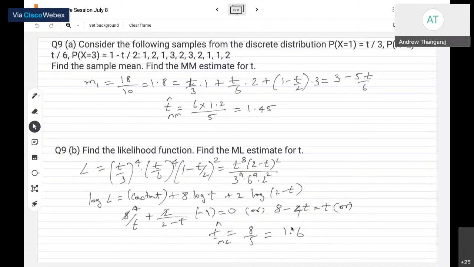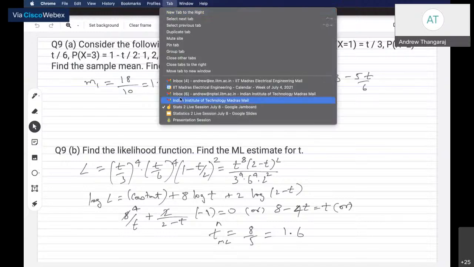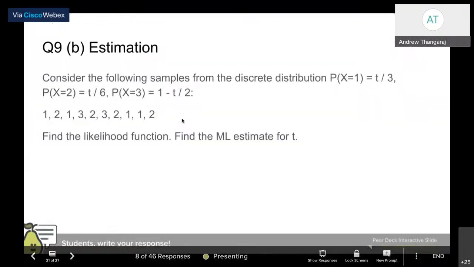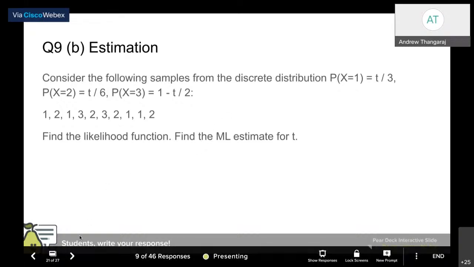Okay, I saw a few 1.6 out there. I think that's pretty good. If you got 1.6 or 8 by 5, maybe I saw 9 by 5, that could be some minor bug or a mistake, but 8 by 5 is largely the correct answer. You remember what you got for the MM estimate? You got 1.45, right? So you see 1.45, 1.6, ballpark, similar numbers in some sense.